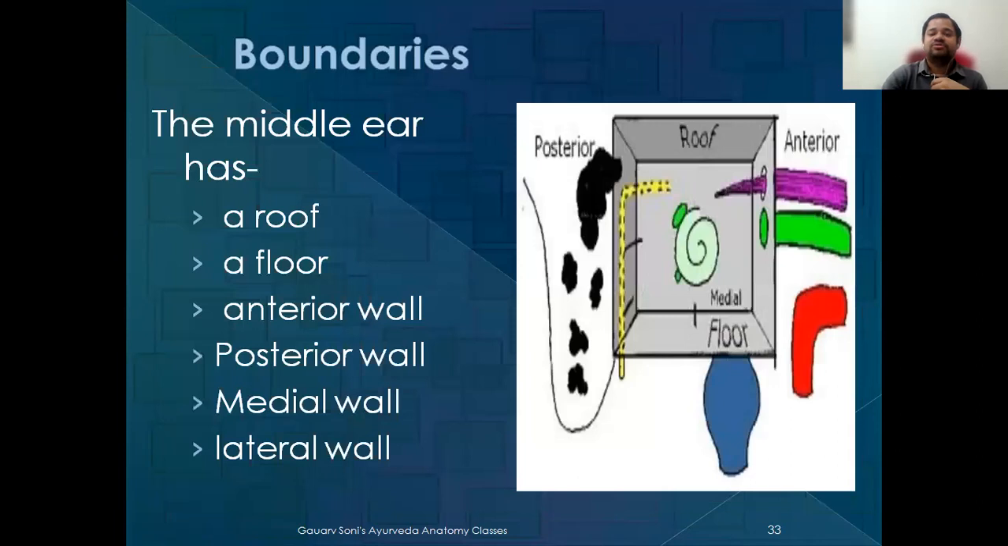So how to understand the boundaries? You can imagine a box or a classroom which has a roof, a floor, an anterior wall, a posterior wall, a medial wall, and a lateral wall.